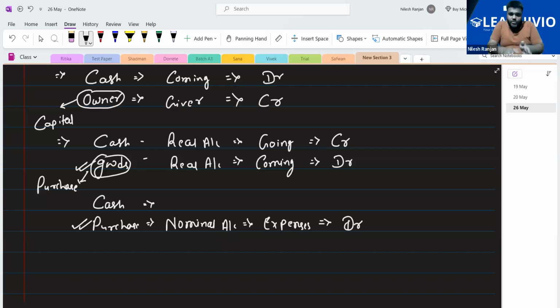So instead of goods, after understanding the concept, like goods is a real account and it is coming, it will be debited. Now you will replace goods with purchase. Or you can use purchase as a nominal account. Understood?